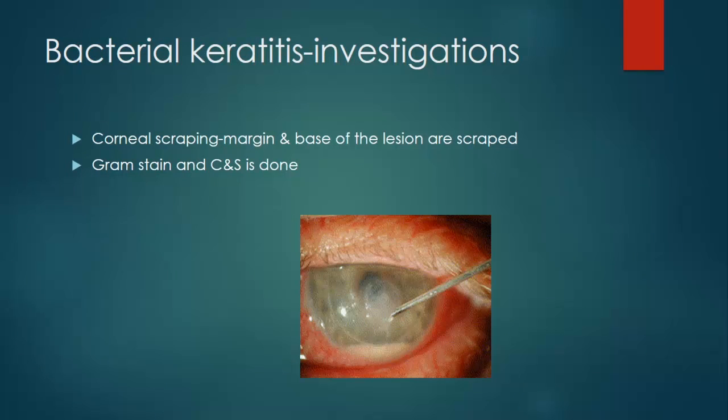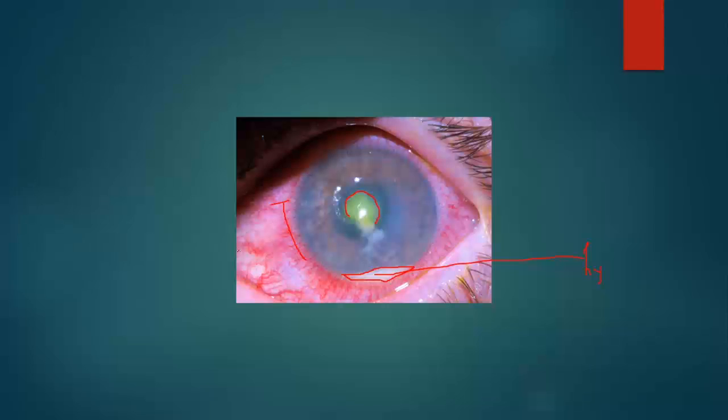Now what could happen if you do not give any treatment at this stage? If the corneal ulcer increases or the epithelial defect increases, it may then continue into the stroma, the full thickness of the stroma, and it reaches the Descemet's membrane.